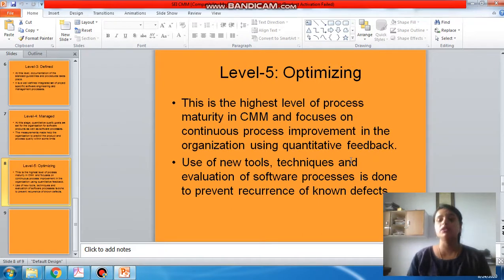So this is about the SEI CMM model. Must remember the basic concept: this is not a development process. This is not a process development model. Means this is not for development, it is to examine the maturity of the software product. Must remember this point, and these are all 5 stages that we have discussed. This is all about this.